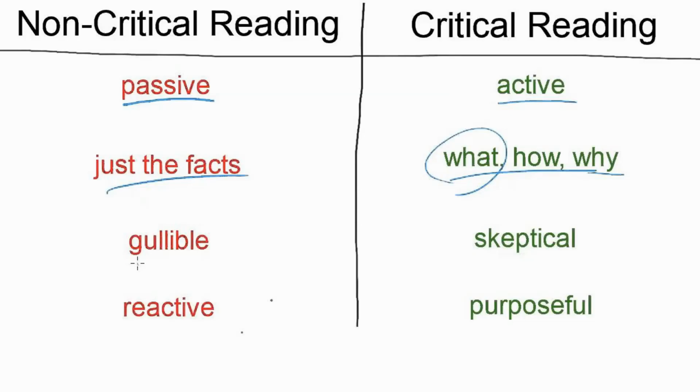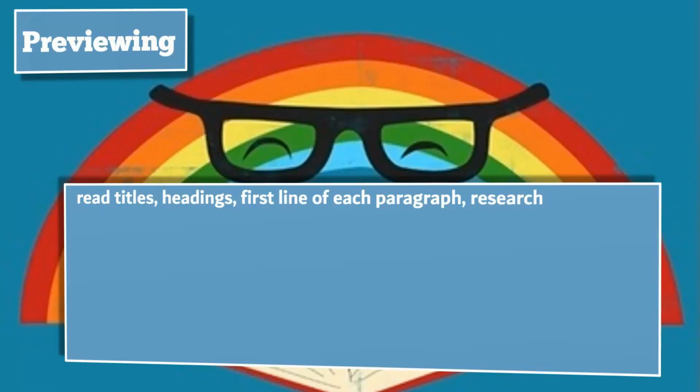Well, the first strategy you need to employ is previewing. Previewing is where you try to get an overall view of the paper, the book, the article, whatever, before you start to sit down and read it properly. Read the titles, read the headings, read the first line of each paragraph, look at the research. And doing this will give you an awful lot of information as to what the paper is going to hit you with.